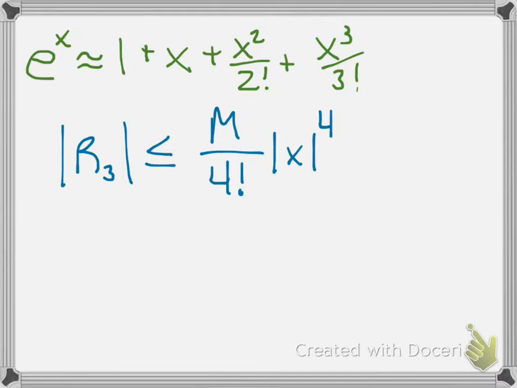All right, so now how do I find m? Well, I need to bound the n plus first derivative, so I need the 4th derivative of e to the x. Well, fortunately, the 4th derivative of e to the x is the same as all the other derivatives of e to the x.